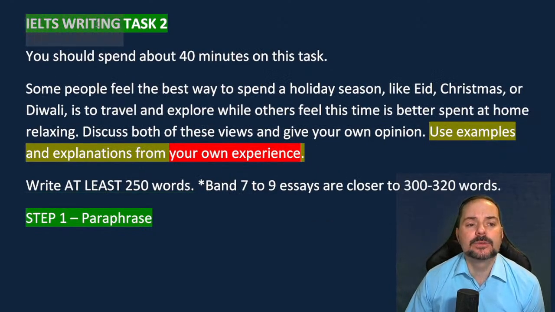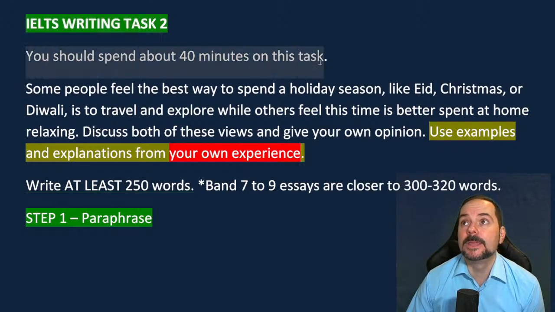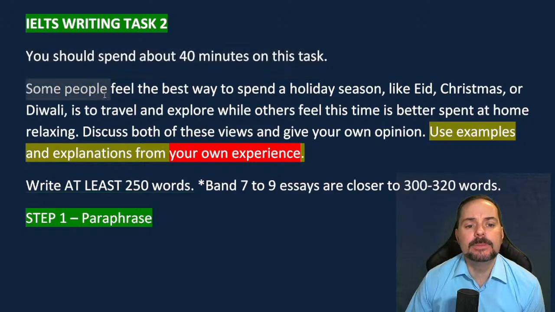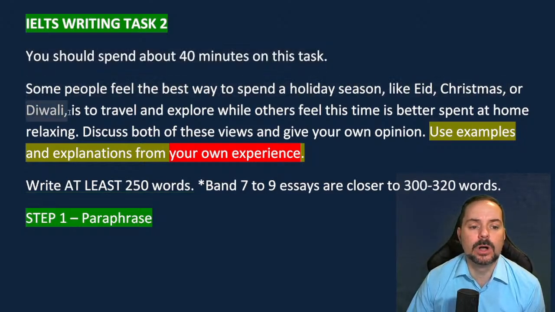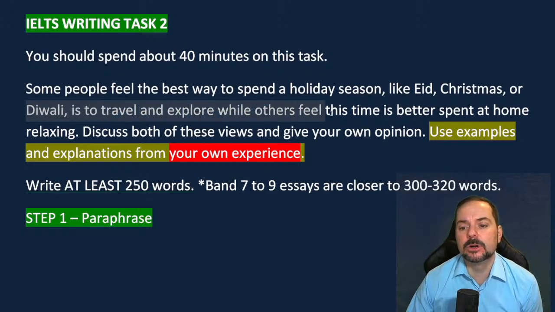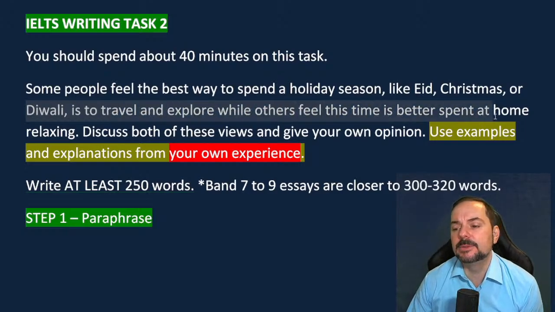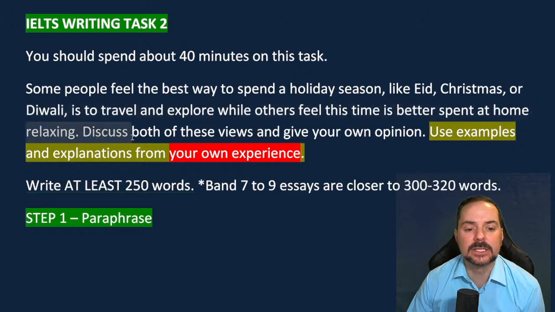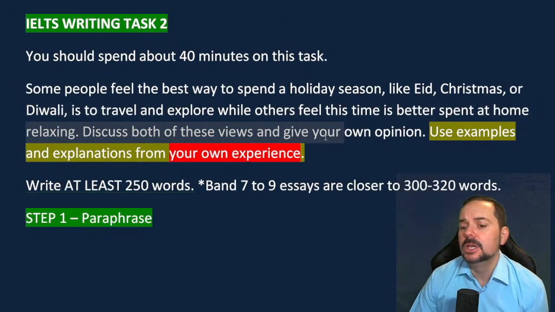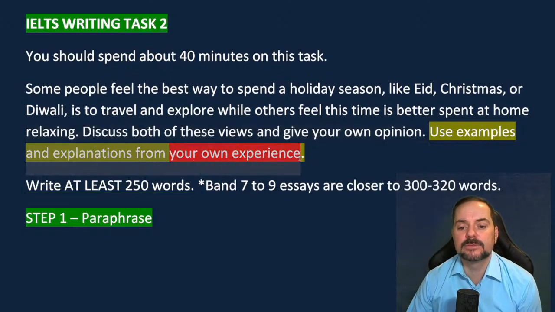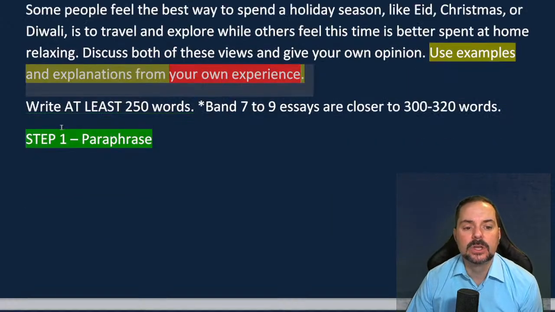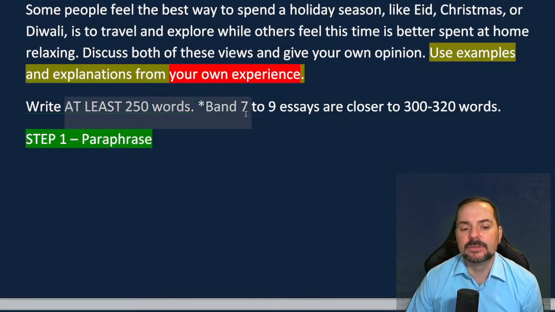Here we go. IELTS writing task 2. You should spend about 40 minutes on this task. Some people feel the best way to spend a holiday season like Eid, Christmas, or Diwali is to travel and explore, while others feel this time is better spent at home relaxing. Discuss both of these views and give your own opinion. Use examples and explanations from your own experience. Write at least 250 words.